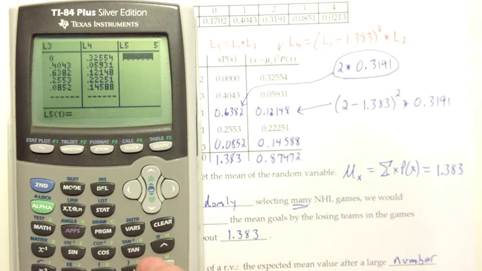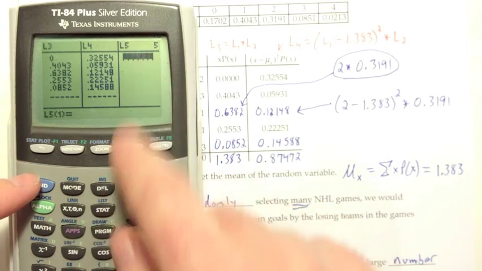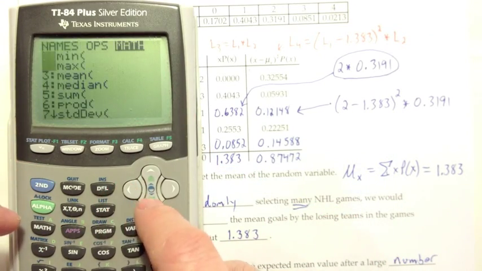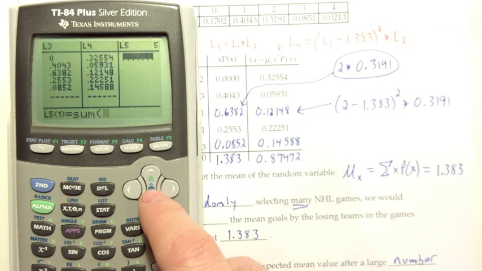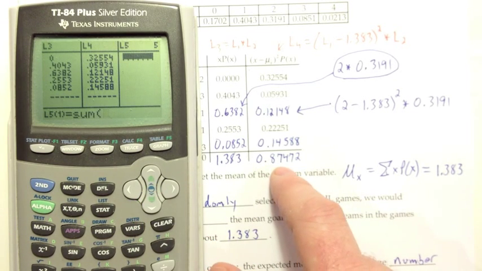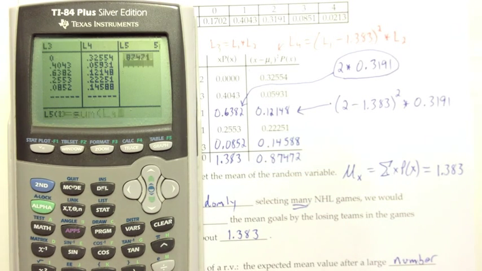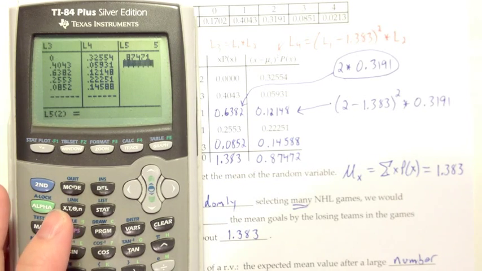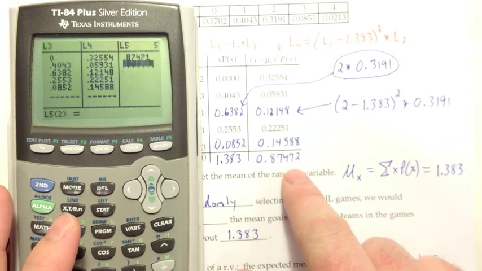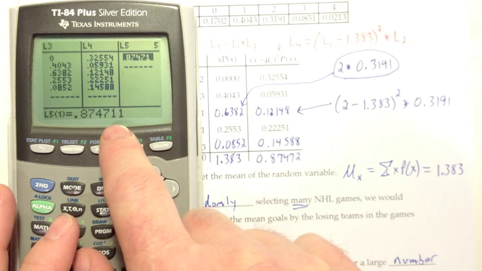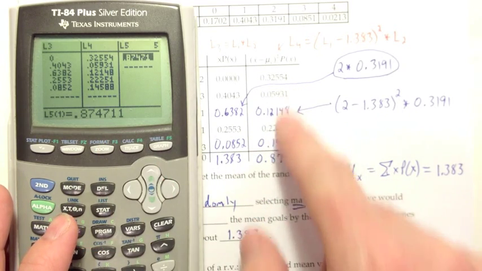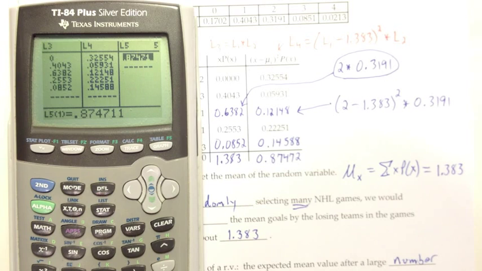And then finally I could go over to one more square for scratch area and do list math sum and do the sum of list 4, and that would give me the number that's used inside of the standard deviation. And so that's the 87472. Now you might notice here it's a 1. That's because we rounded these, so there's a little bit of difference in the rounding. I wouldn't worry about that. You could do it either way, and I would accept either answer.